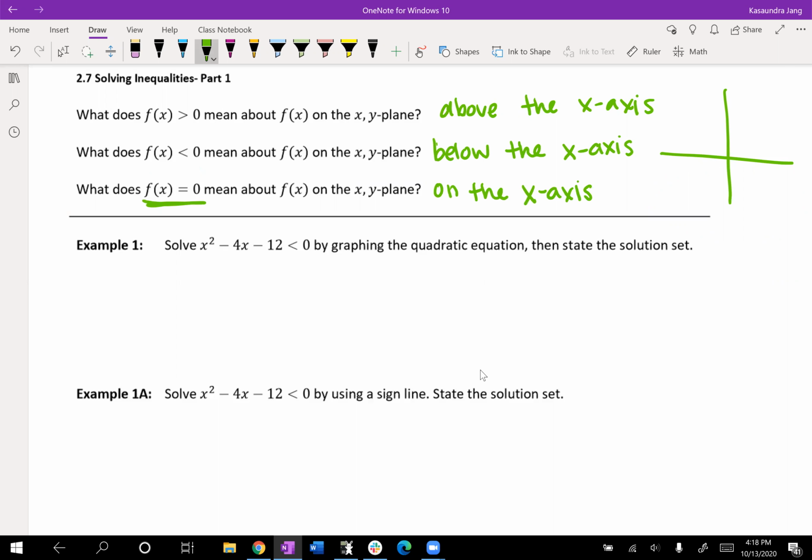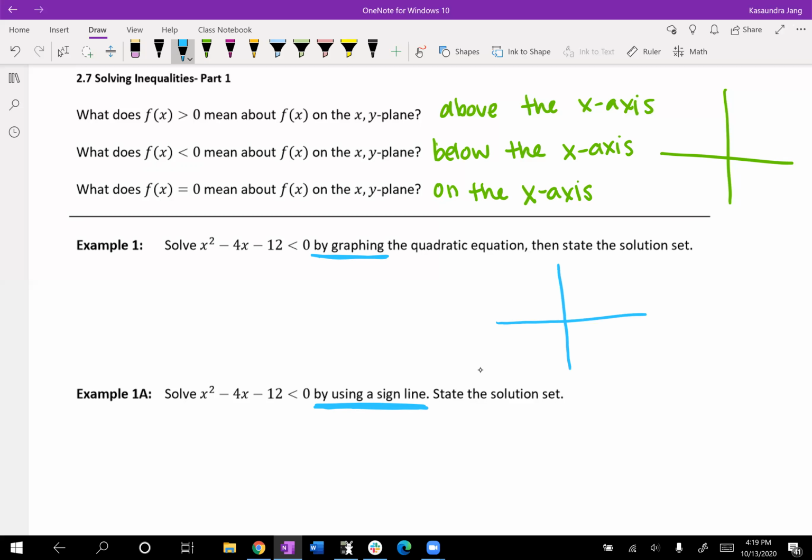All right, so we are going to solve this inequality here. And we're going to solve by graphing, and then we'll, in a second here, solve the same thing by using a sign line or a number line. All right, so a couple things I'm going to do here.